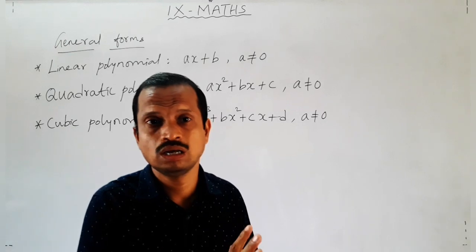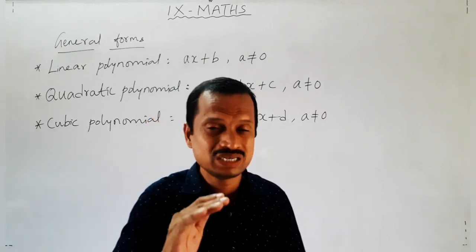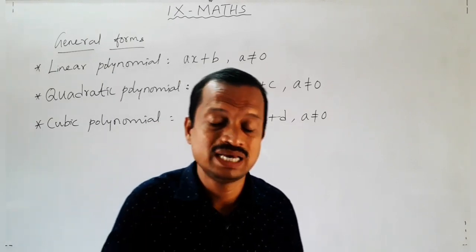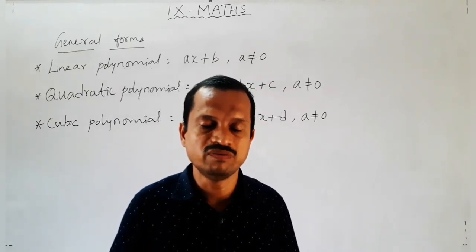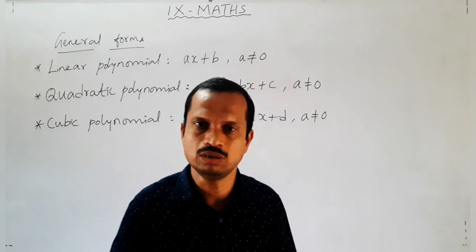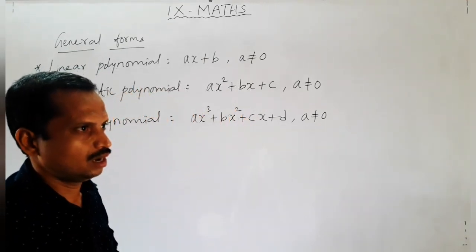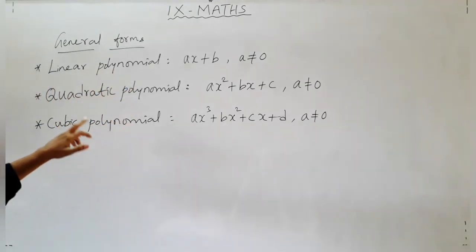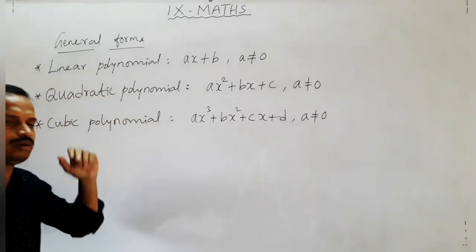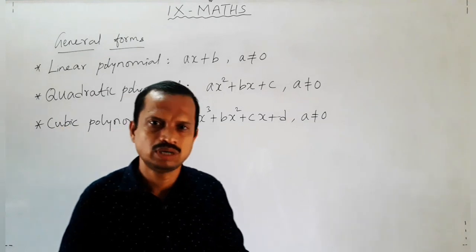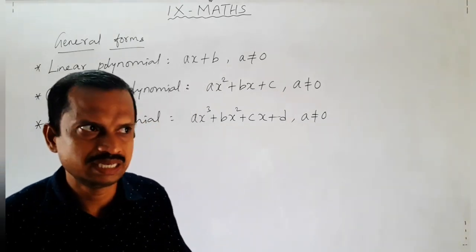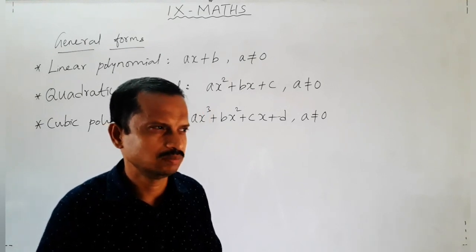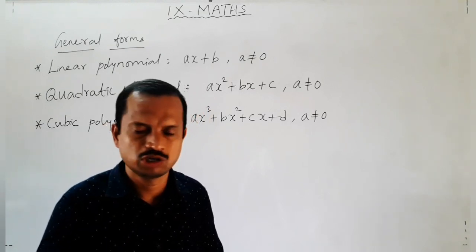That is based on the number of terms, and now based on degree. Degree means the highest power of the variable in a polynomial. Based on the degree, we can classify as linear polynomial, quadratic polynomial, cubic polynomial. More than that, we have to name the number of the degree. If there is degree 4, it means a 4th degree polynomial, then a 5th degree polynomial, like that we have to say.